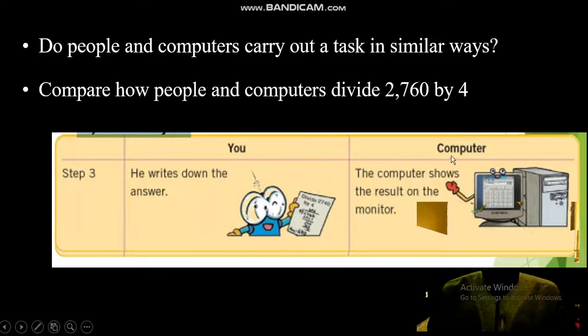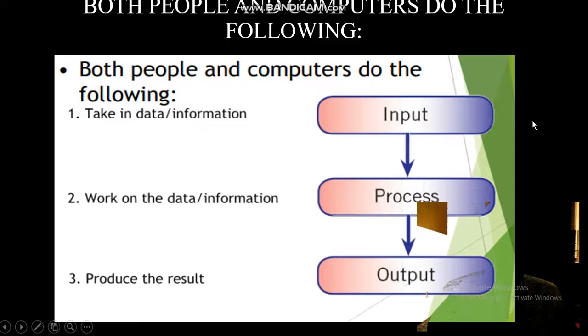But a computer does it in the simplest way. You just need to open the calculator of the system. It can be the scientific one, you can change it to scientific mode or normal calculator, and then key in your numbers to divide and get your result immediately. That's how a computer takes on a task.